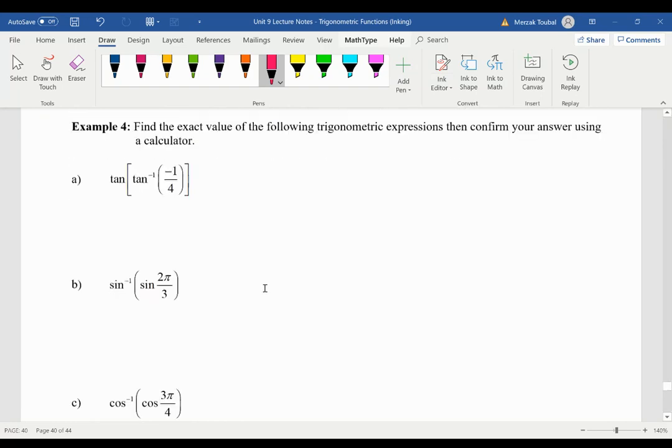Okay, example 4 says find the exact value of the following trigonometric expressions, then confirm your answer using a calculator. You may do that on your own using a calculator. I'm just going to work on it algebraically.